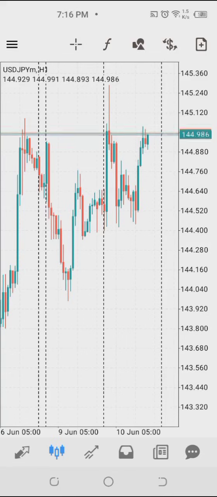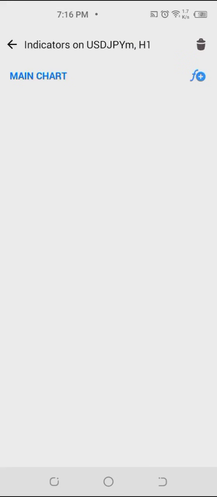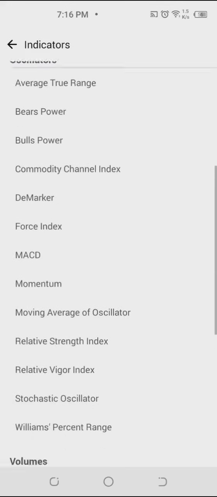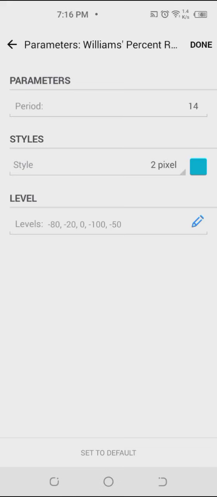Let's move ahead. Now, in today's strategy, we're going to be making use of an indicator known as the Williams percentage range. So I'm going to add that to the chart, the Williams percentage range. As you can see, it's under the oscillator.